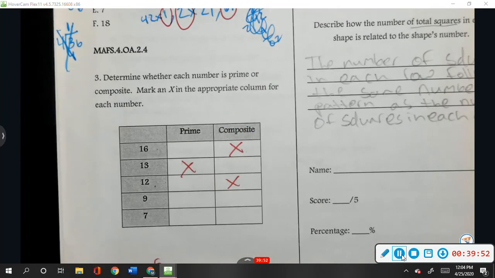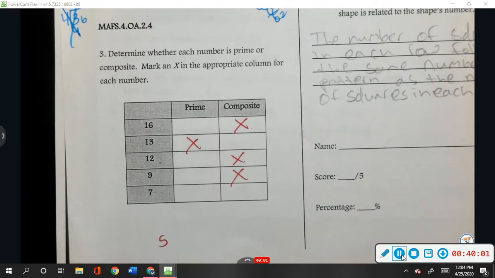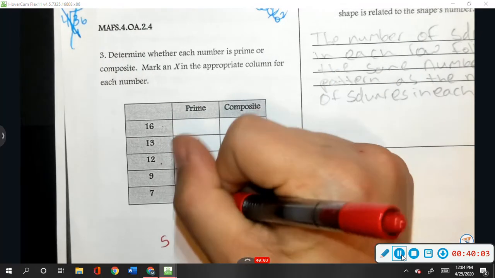Then we have 9. 9 times 1, and 3 times 3. That's more than one factor pair, so that's going to be composite. And then 7, we only have 7 times 1.